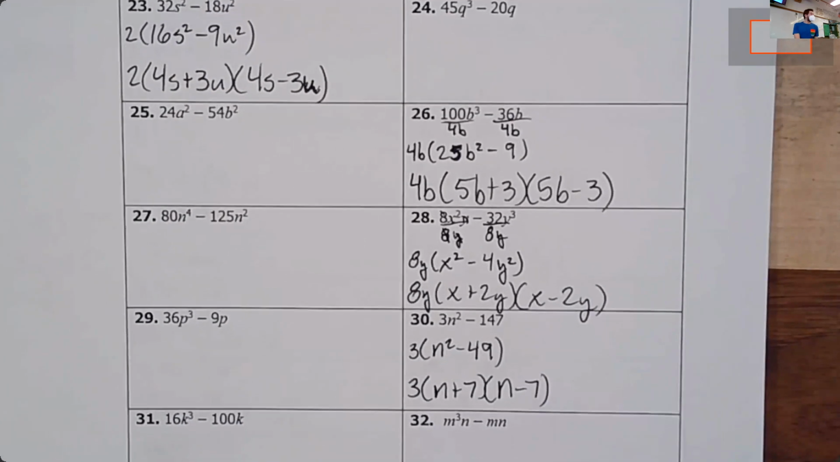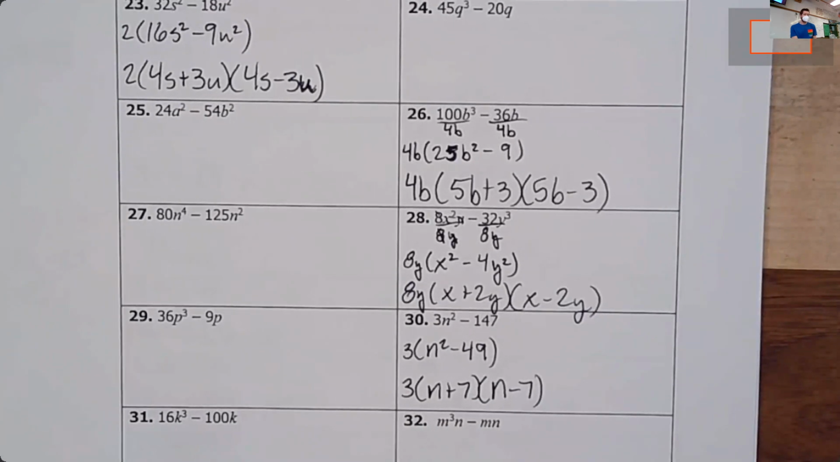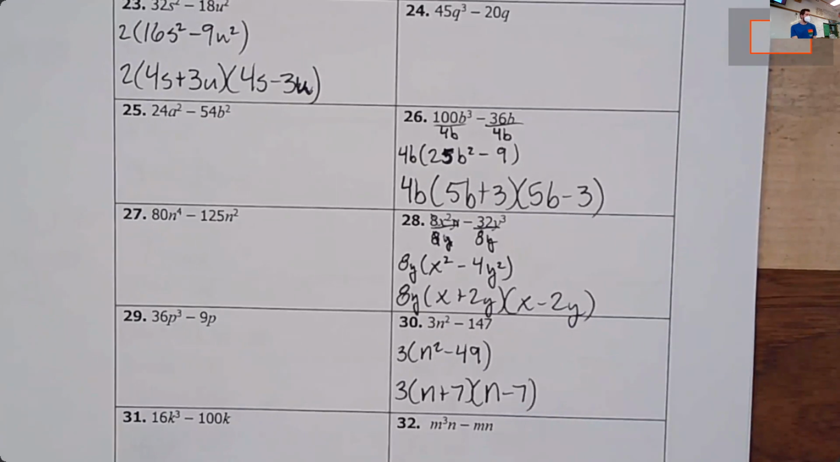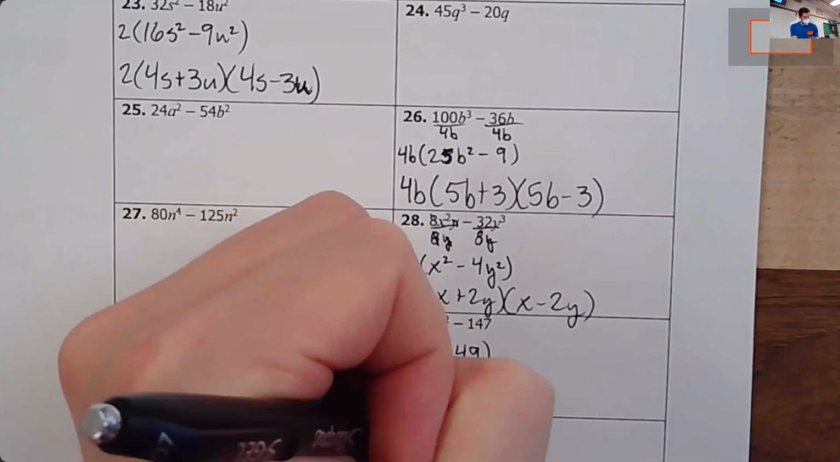Can we factor everything out of those two terms first? What do you think? m to the third n minus mn. Anything we can factor out of those two terms? Do they both have at least one m? Yeah, do they both have at least one n? Yeah. So our common factor here, GCF, is mn.